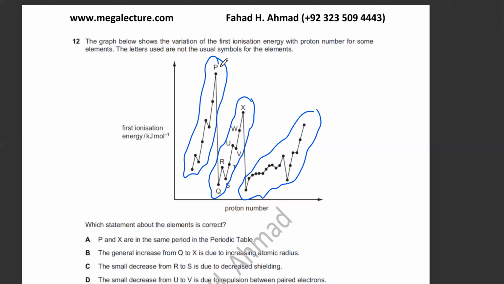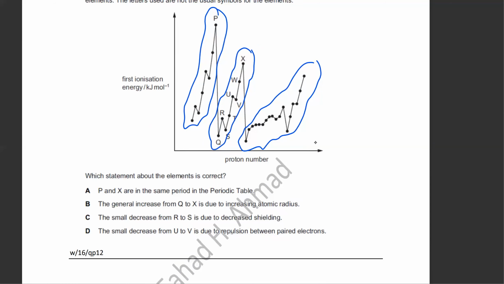So P and X are definitely not in the same period. Like this is group 1. You got group 2, dip at group 3, 4, 5 rises, 6 dip, 7, 8. Then you move to the next period. Again, group 1, 2, dip at 3, 4, 5, 6, dip, dip. Then you've got 7 and you've got 8. So they're in completely different periods. This is period number 2, this is period number 3, this is period number 4. So is this clear? The first option is not correct. Yes, sir. So the first option is not correct.